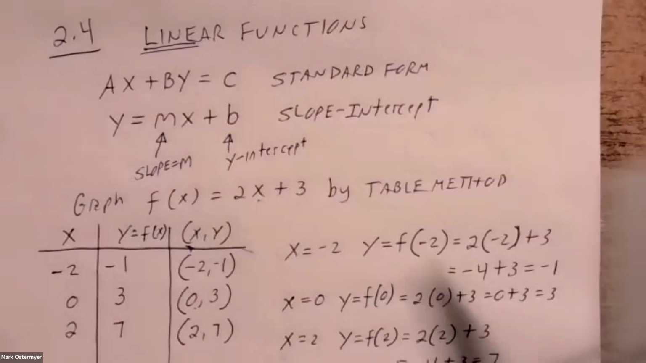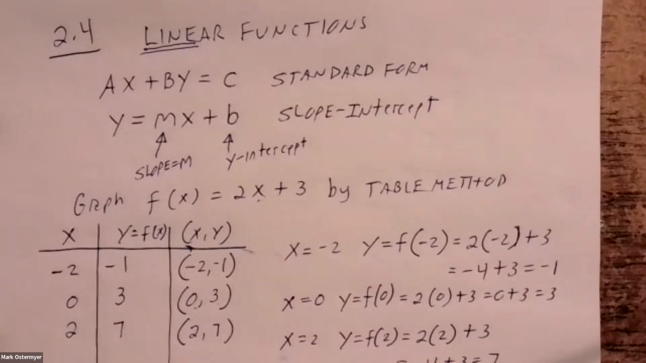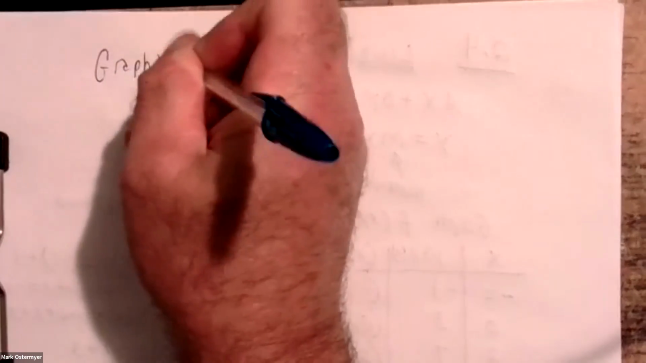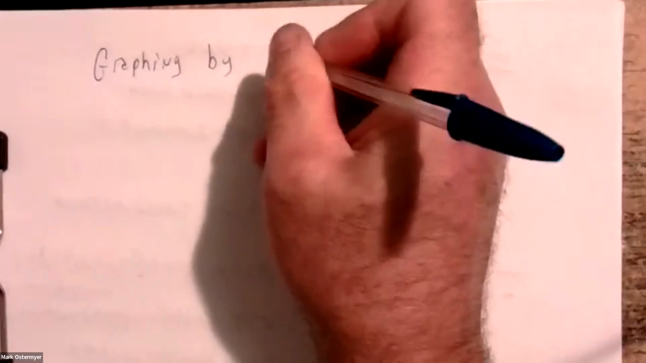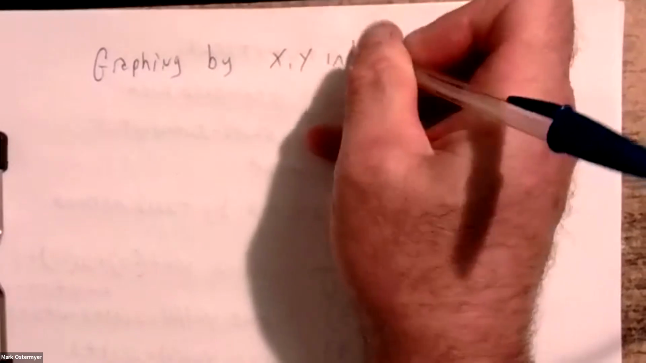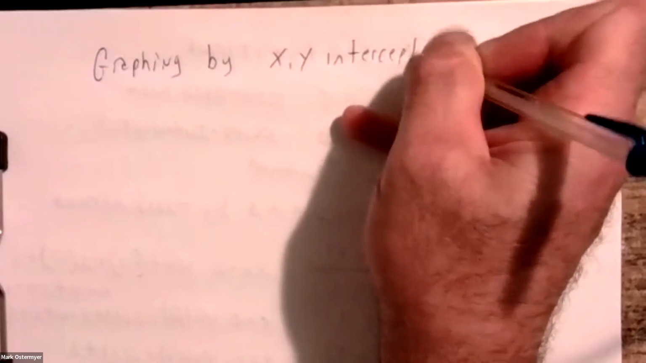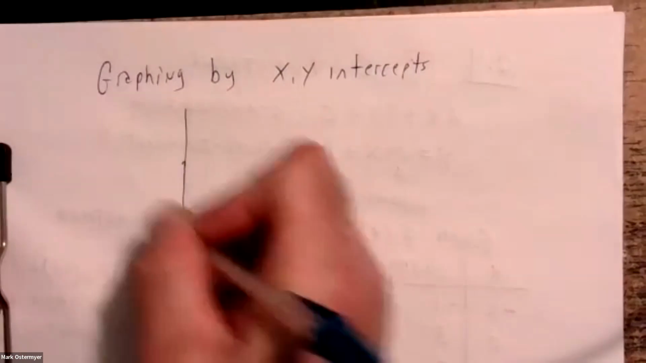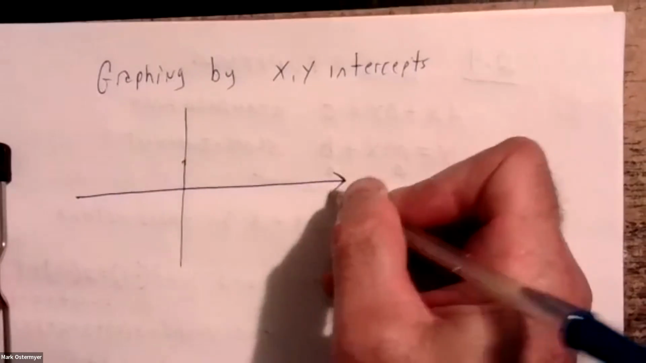All right, another popular way to graph a linear function is to use what is called the XY intercept method. So graphing by XY intercept. First of all, what is an X and Y intercept of a graph of a relation or a function?